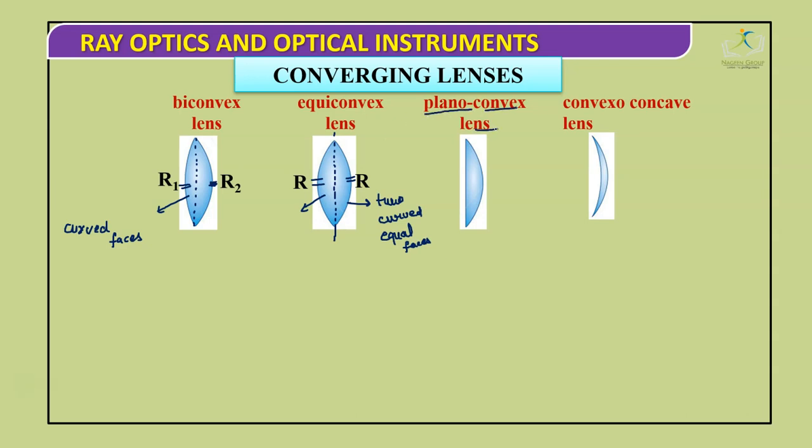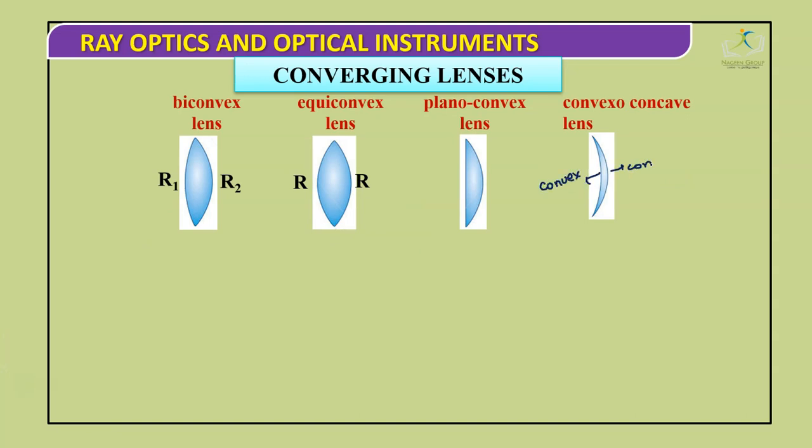This is a plano-convex lens. One side is a plane, the other side is convex. Then there is the convexo-concave lens. This side is convex and this side is concave, so it is called convexo-concave, meaning one face is convex and the other is concave.